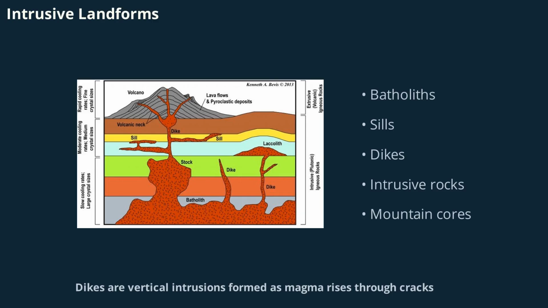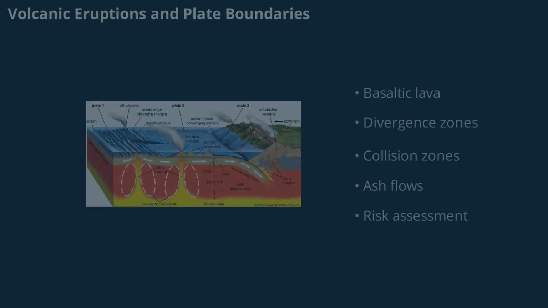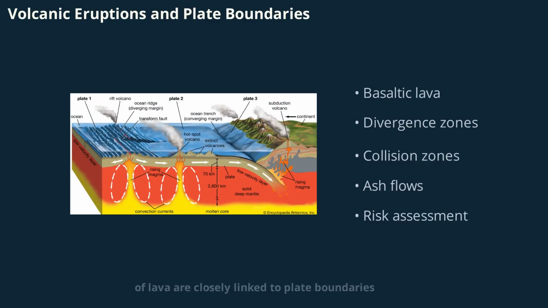Dikes are vertical intrusions formed as magma rises through cracks, creating wall-like structures. These landforms reveal the hidden processes shaping Earth's interior. The style of volcanic eruptions and types of lava are closely linked to plate boundaries.